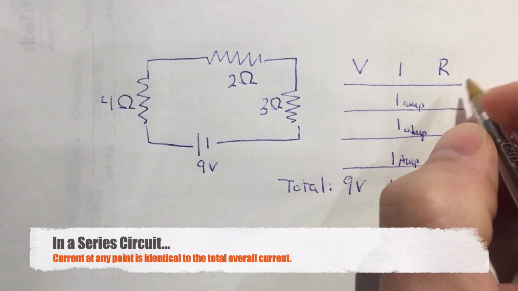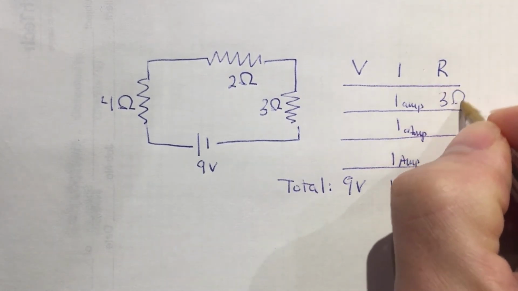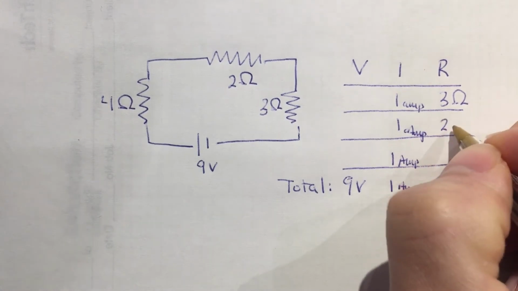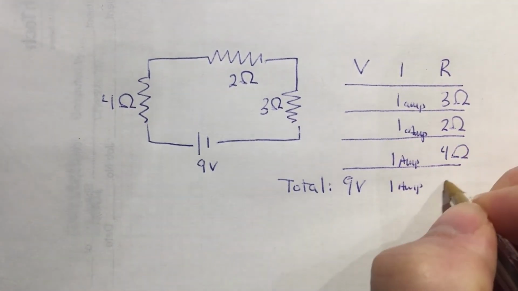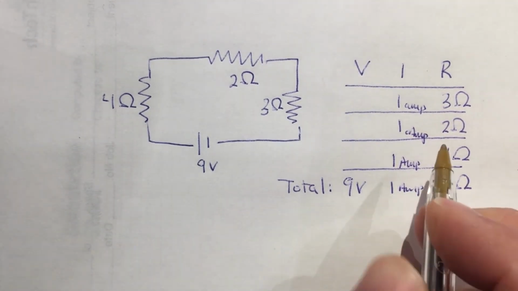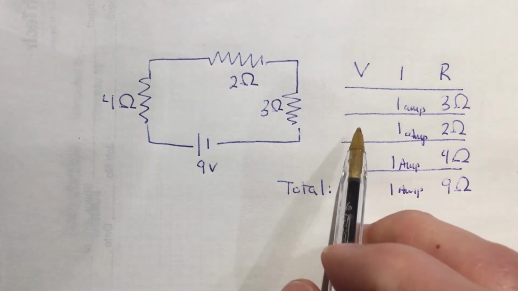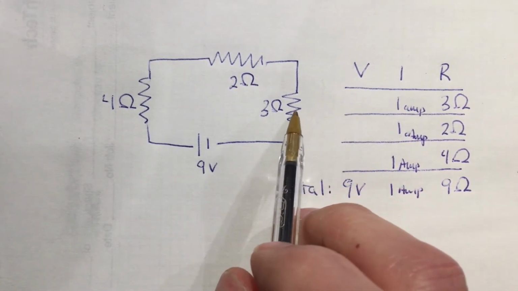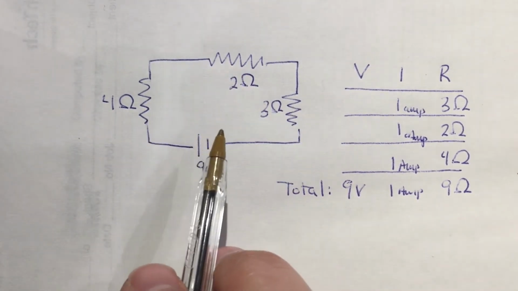And in each case, we know our resistance. We know R1 is going to be 3 ohms. We know R2 is going to be 2 ohms. And we know R3 is going to be 4 ohms. So overall, we've got 9 ohms of resistance. Now, here's where it gets a little bit tricky. We have to be able to figure out the voltage drop that occurs at every one of these resistors.